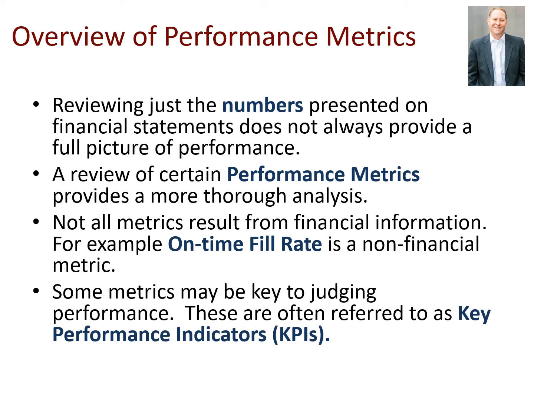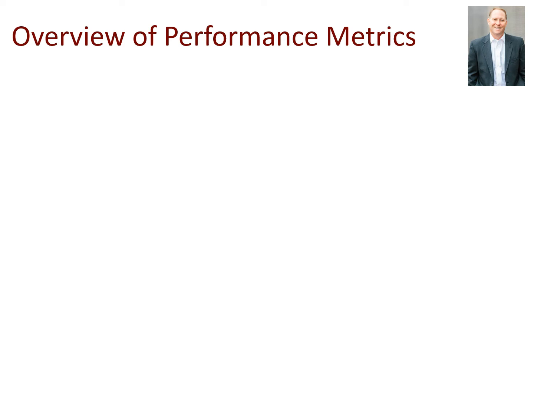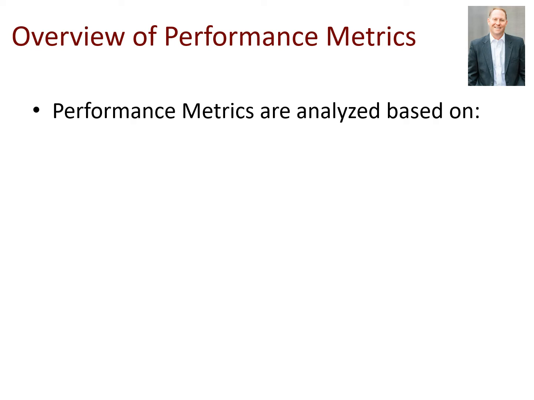Some metrics may be key to judging performance. These metrics are often referred to as key performance indicators, or KPIs. Performance metrics are analyzed based on things such as benchmarks. Benchmarks might be an industry benchmark or a company average or some number that you're trying to hit. And then you can grade yourself as being at that number, below that number, or above that number.